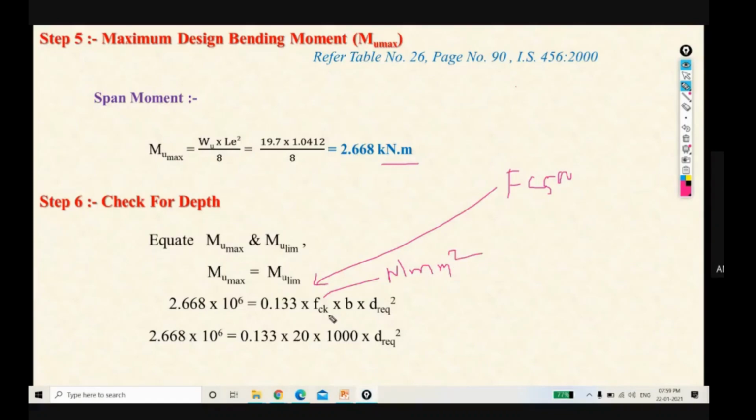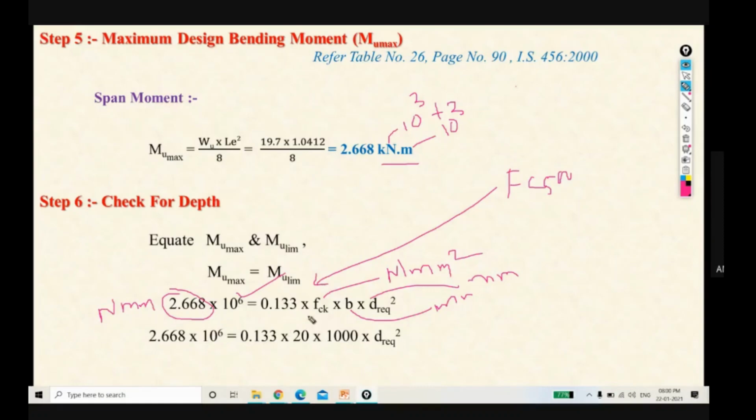FCK is the characteristic strength of concrete in Newton per mm square, width in mm, and whatever depth we require; that depth also we are calculating in mm. So convert this unit into Newton mm. Kilonewton to Newton is 10 to the power 3, and meter to mm is 10 to the power 3. So 10 to the power 3 plus 10 to the power 3 is 10 to the power 6. So 2.668 into 10 to the power 6 is in Newton mm.